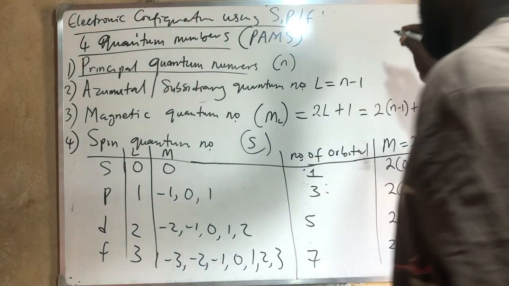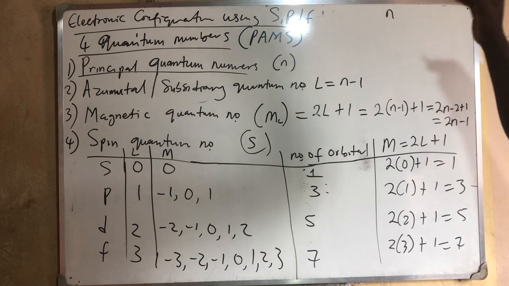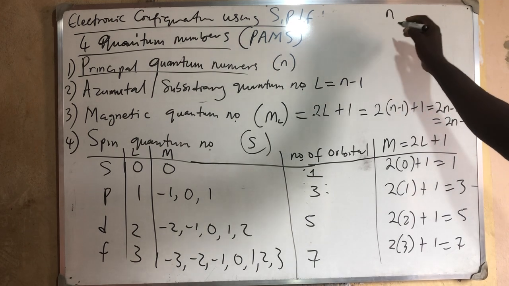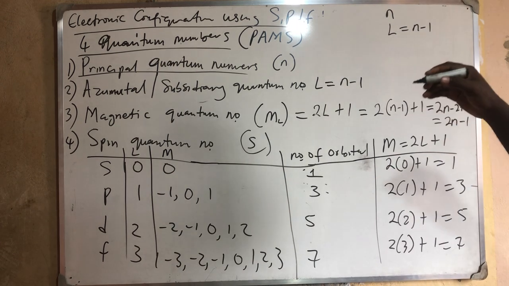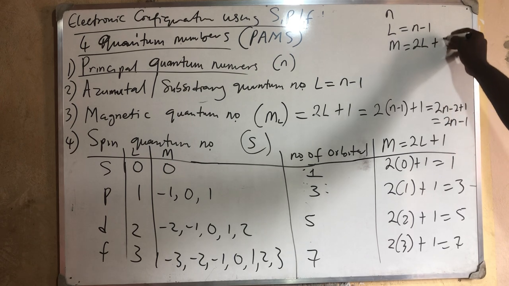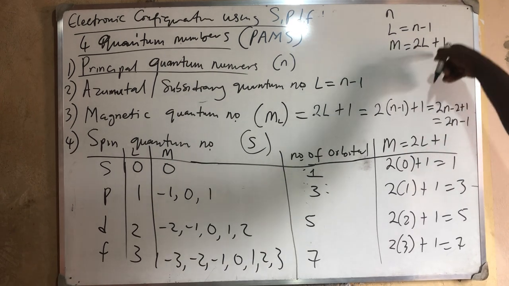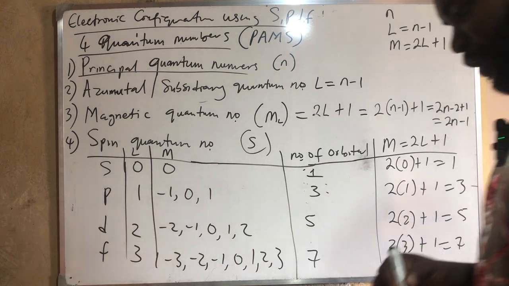Just know that the first one, the principal quantum number, is n. Then your azimuthal quantum number is L, which is equal to n minus 1, while the magnetic quantum number M is equal to 2L plus 1. Alright? Then let's go to the spin quantum number.